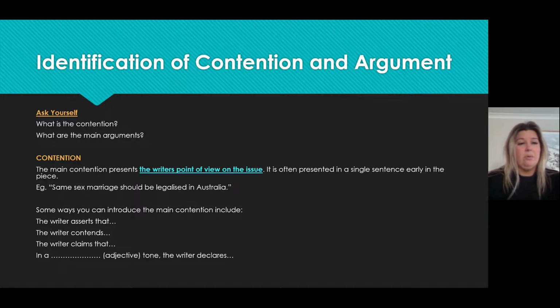For example, you should be able to put it in a statement like, same-sex marriage should be legalised in Australia. Some sentence starters that you may use in your introduction to introduce the contention include: the writer asserts that, the writer contends that, the writer claims, or, in a something tone, the writer declares. You need to be thinking about how these words work together to get across the overall purpose of the contention. If they're not declarative, don't use that word. There needs to be some type of connection between the words you choose to describe the contention and what it truly is.